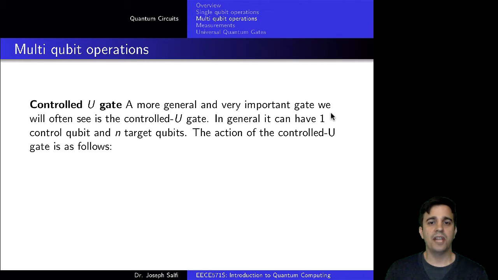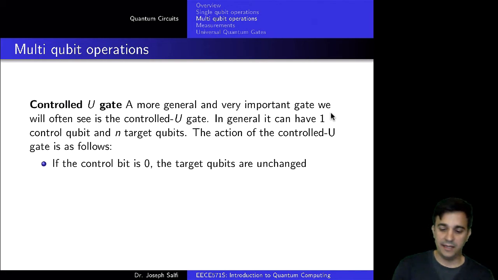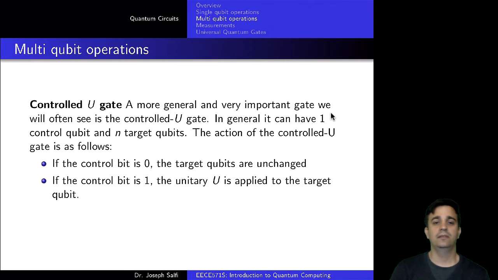Now, a more general and very important gate we often see in quantum algorithms is the controlled U gate. In general, it can have one control qubit and n target qubits. The action of the controlled U gate is as follows. If the control bit is 0, the target qubits are unchanged. If the control bit is 1, the unitary U that we have to specify is applied to the target qubit.